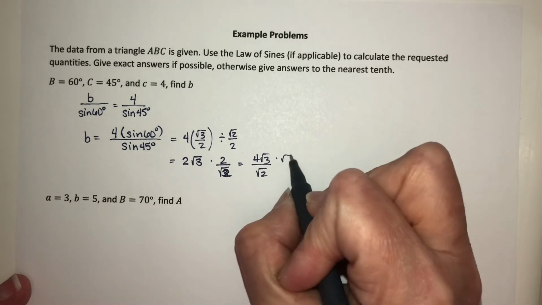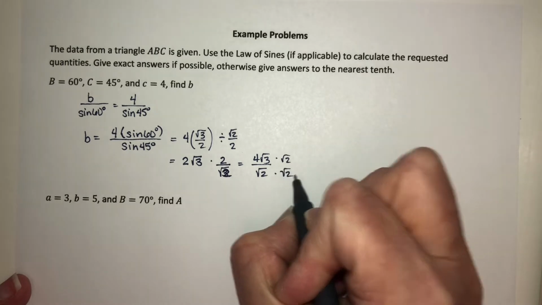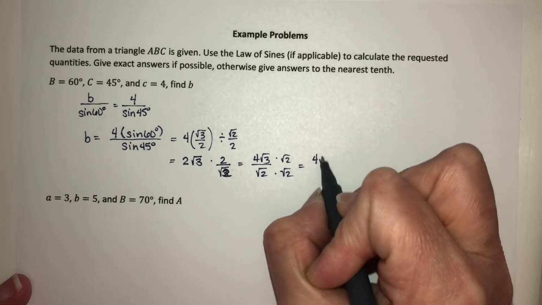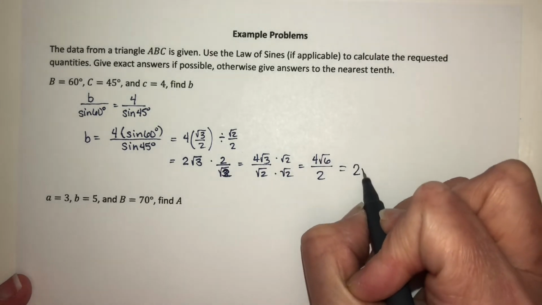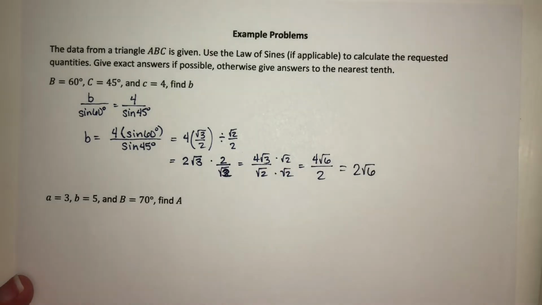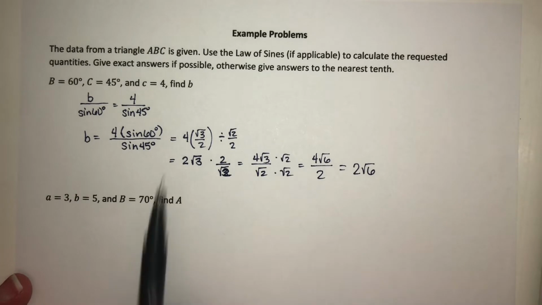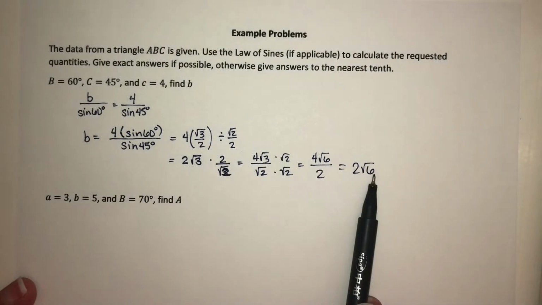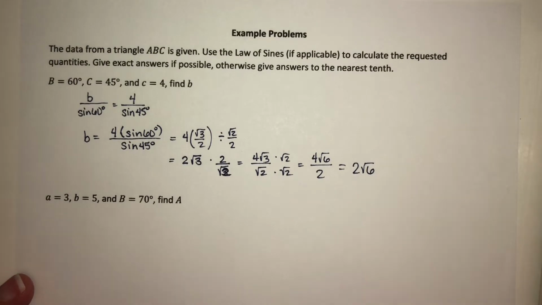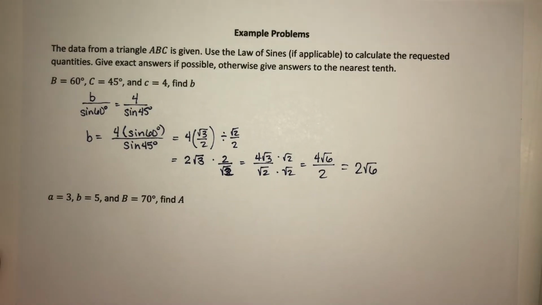We need to rationalize that. And we get 4 square roots of 6 over 2, which simplifies to 2 times the square root of 6. So the length of side B in this case will be 2 times the square root of 6. And since we were able to give an exact answer, that's what they're going to look for here.